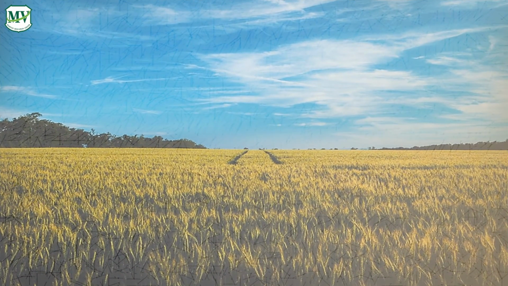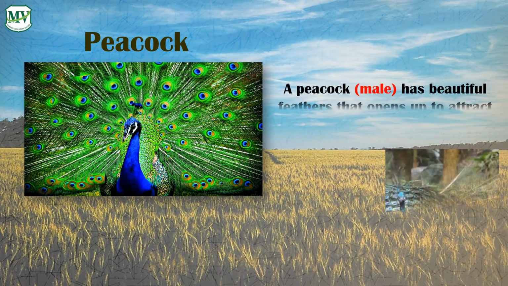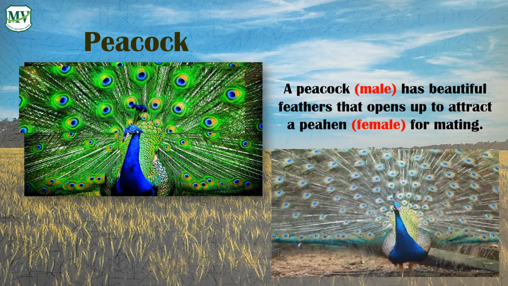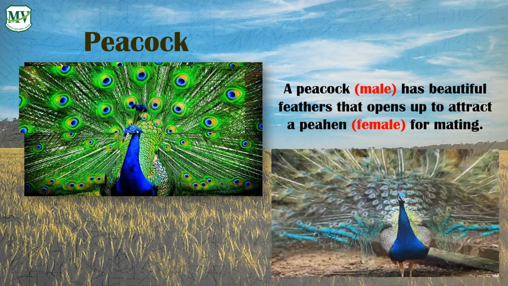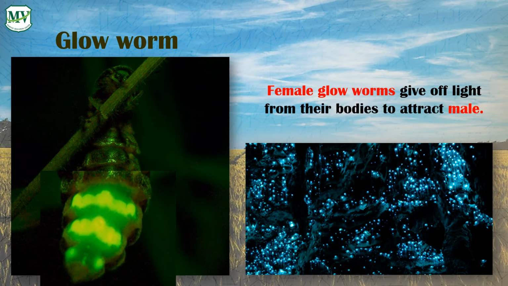Lastly, the adaptations for reproductions. Animals use different ways to attract their mates so that they can reproduce. Peacock has a beautiful feathers that opens up to attract a peahen for mating. Female glowworms give off light from their bodies to attract male.